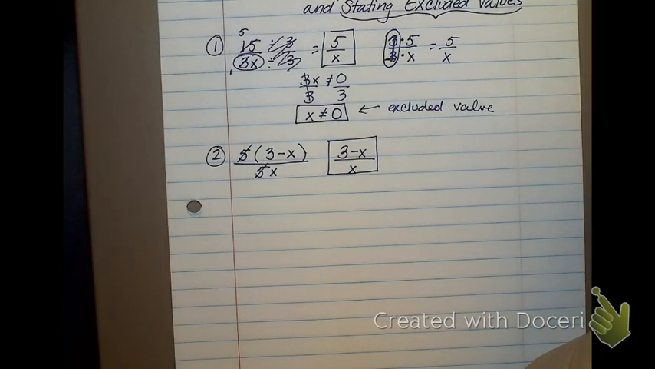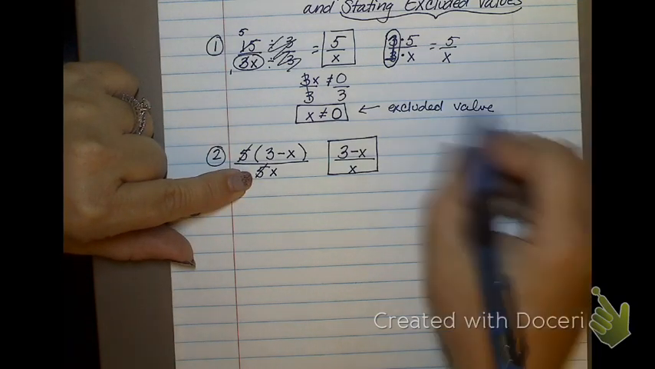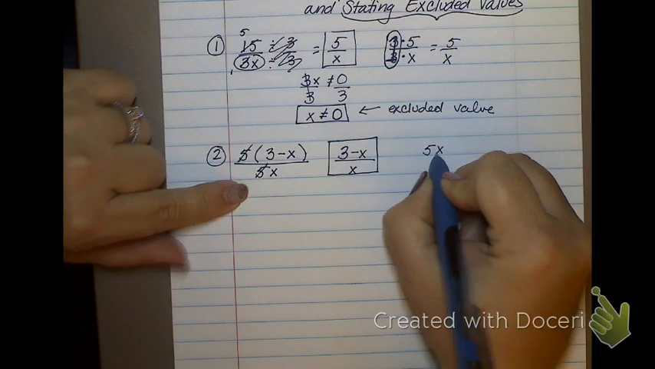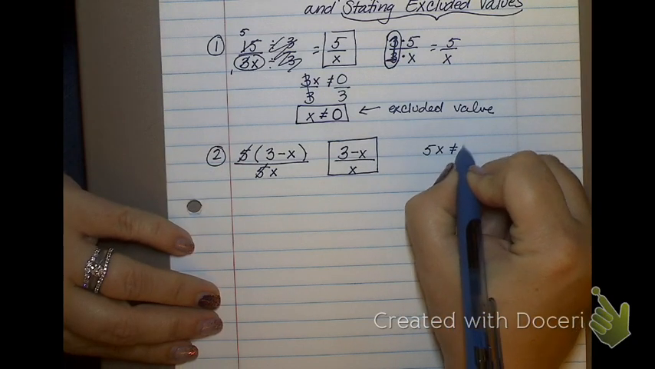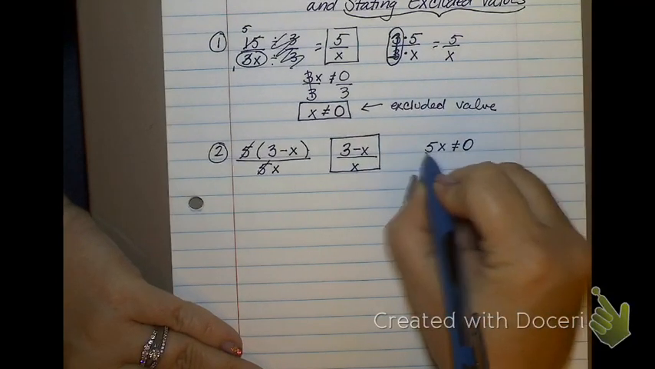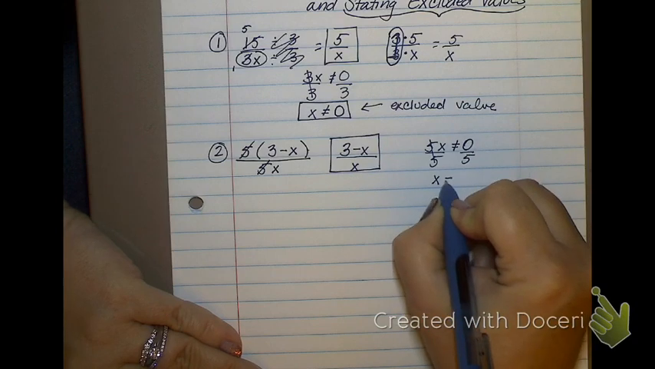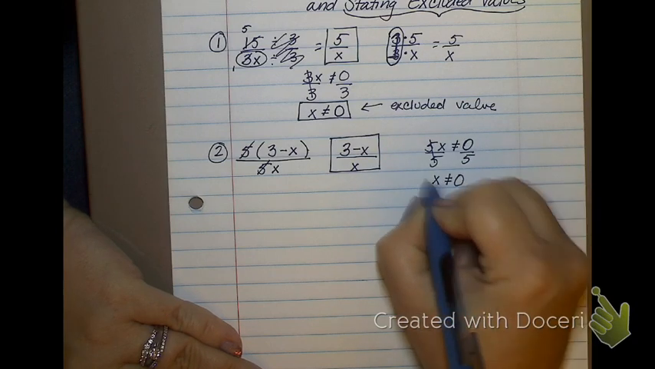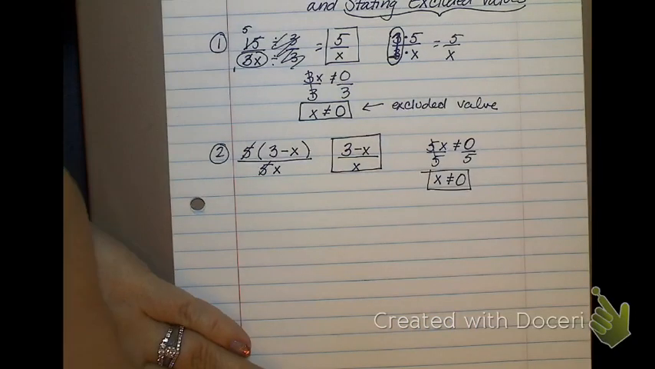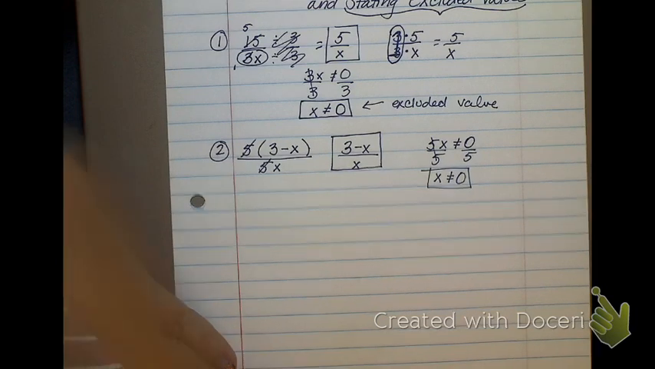Now let's find our IPSs. Go back to your original denominator. Set it not equal to 0. Get it by itself. So what do I have? X cannot equal what? 0. Because again, 0 would make an IPS.